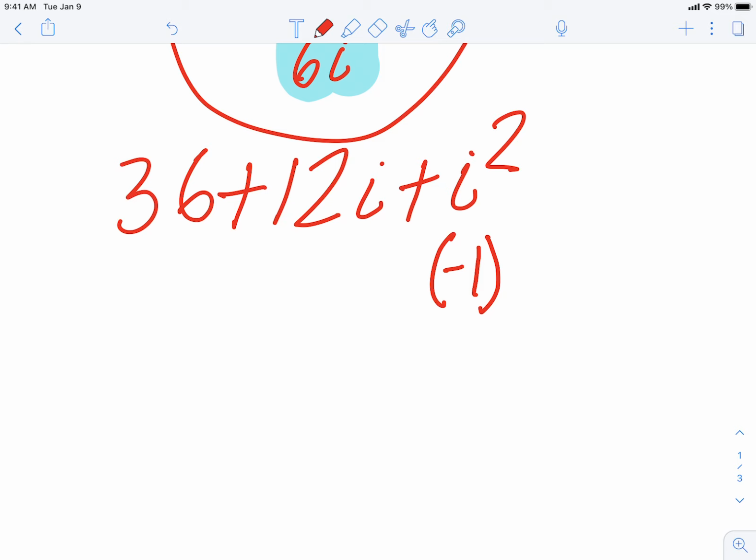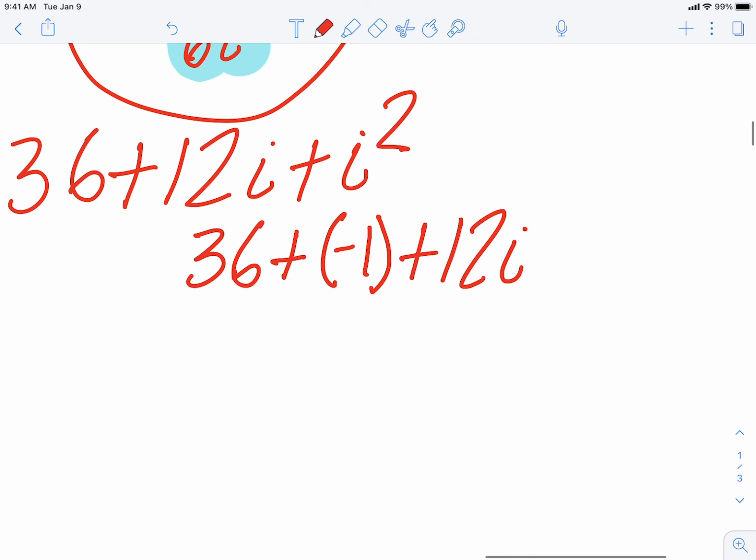This is my -1. And this is a real number right here, right? So what I'm going to do is bring down my other real number, which is 36, and write it right next to it, plus 36. And my imaginary number, which is 12i, positive 12i, I'm just going to write it at the end right here. Look at this, because I know my imaginary numbers go second.